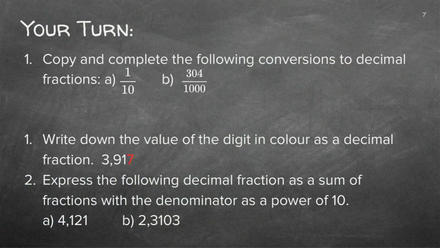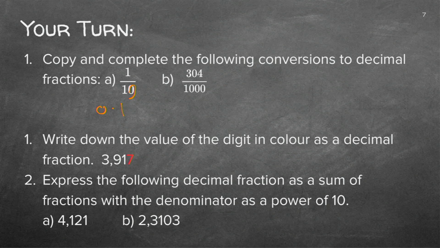So they ask you to copy and complete the following conversions to decimal fractions. Okay, so you are going to stop it, do it, and then I see you on the other side. Cool. Right, let's see whether we got this right. 1 over 10. So if we have to write this as a decimal fraction, there's 1 zero, so the answer will be 0,1. Congratulations if you got that correct.